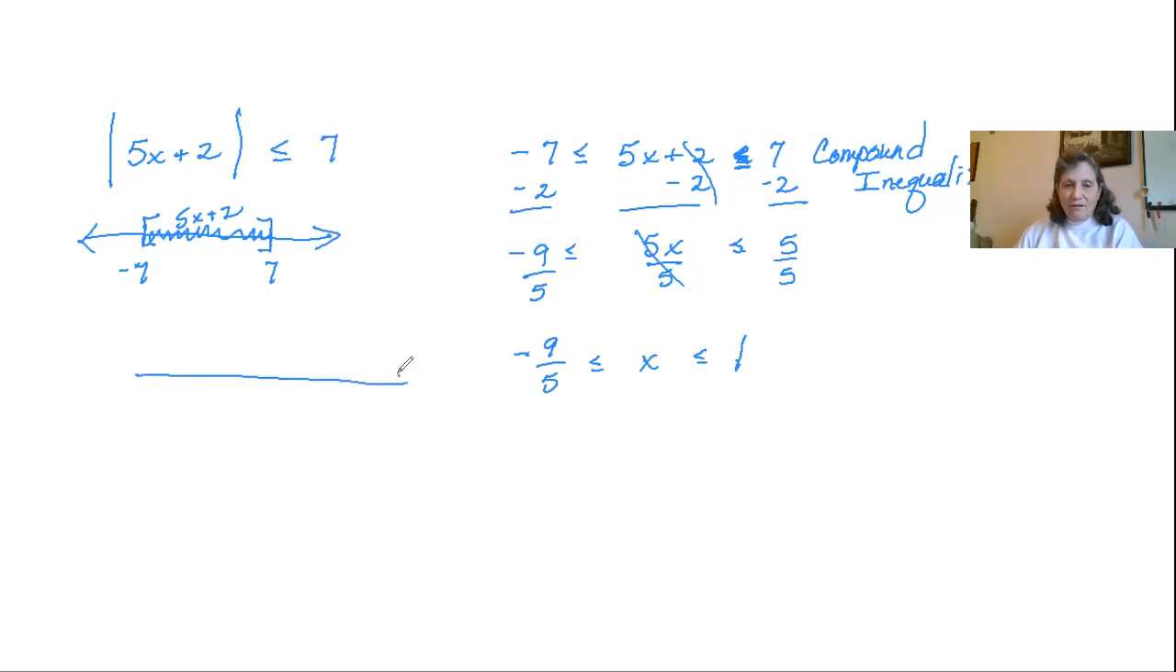So on a number line, this would be anything from -9/5 up to 1 in between, and including the ends. So we use a squared off bracket. Interval notation, just write it without the line. Bracket -9/5 to 1 bracket.